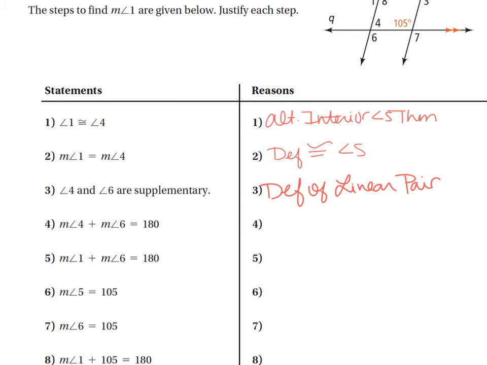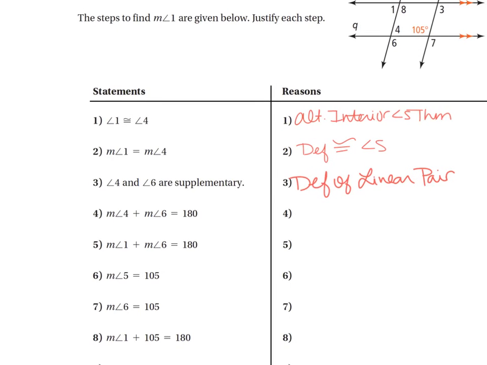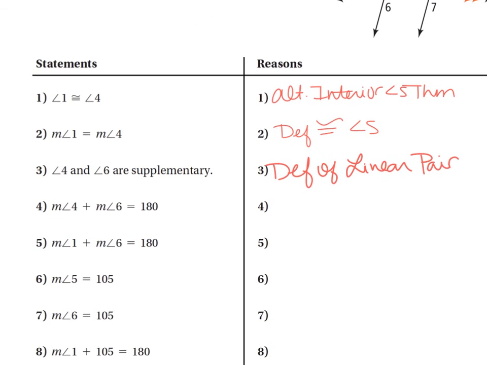The next one: angle 4 plus angle 6 equals 180. That's just the definition of a supplementary angle, right? They equal 180. So the definition of supplementary angles. Or you could have said definition of a linear pair. Either way.